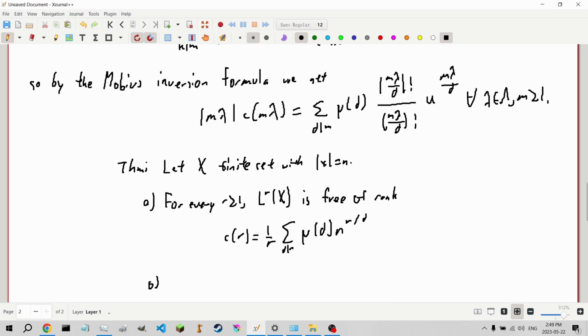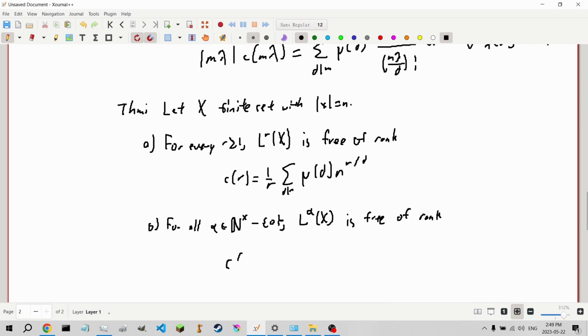And part B: for all α in the natural numbers indexed by X and non-zero, the multifiltration L_α(X) is free of rank c_α, which is equal to 1 over |α| times the sum across d dividing α of μ(d) times the absolute value of α over d factorial over α over d factorial.